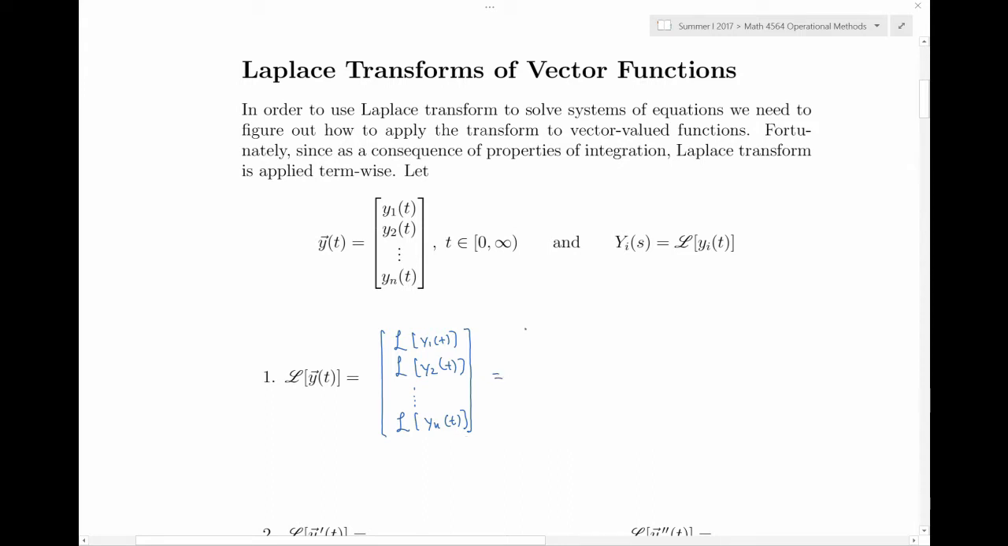So this is simply a vector quantity that's comprised of capital Y1 of s, Y2 of s, and all the way to Yn of s. We're going to call it a vector quantity of Laplace transforms, vector capital Y of s.